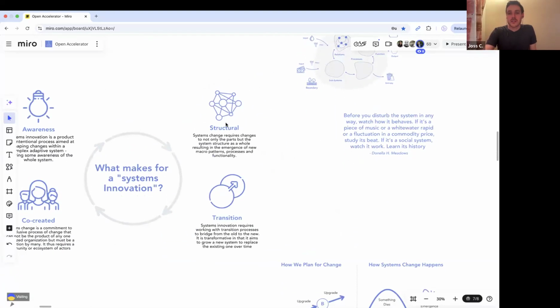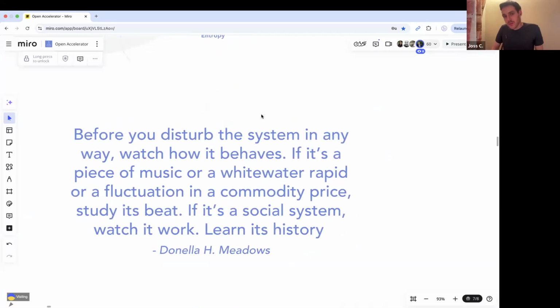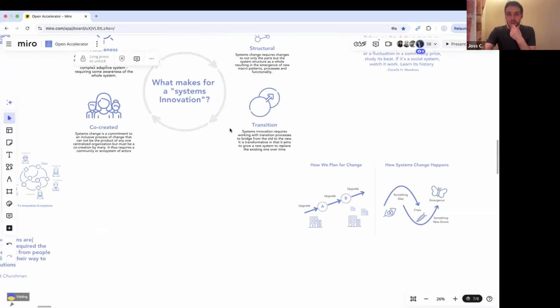So trying to understand systems, as Donella Meadows says, before you disturb the system in any way, watch how it behaves. If it's a piece of music or a whitewater rapid or a fluctuation in a commodity price, study its beat. If it's a social system, watch it work, learn its history. So it's really taking an inquiry-based approach, listening to the system to understand it.